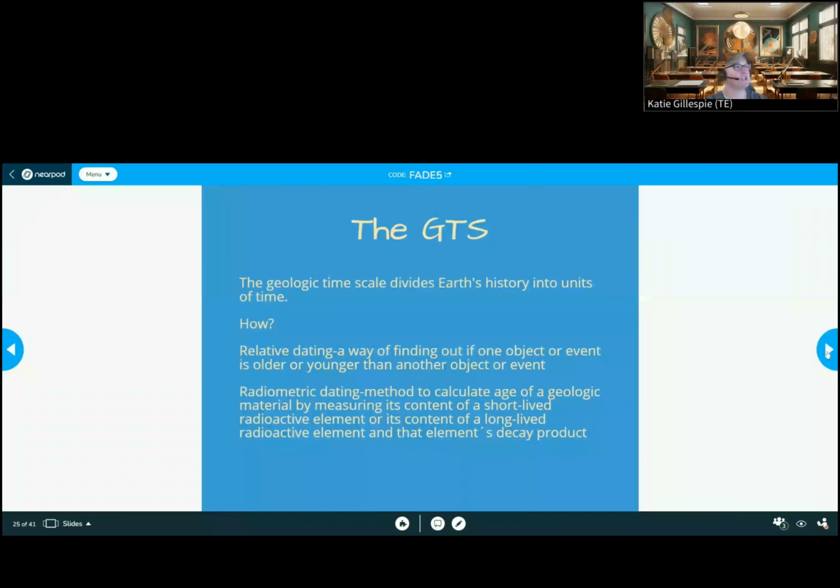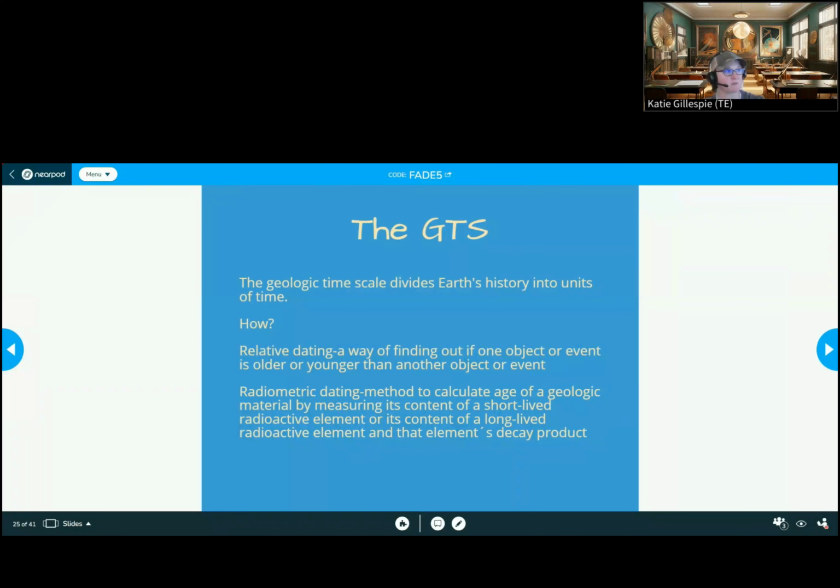All right, the geologic time scale. I told you guys we were going to get into this today. Hope you're ready. It divides Earth's history into units of time. So this is going to be really cool. Some of you really like science, some of you really like social studies, and this is kind of taking the history route. We do this in 2 ways, relative dating and radiometric dating.